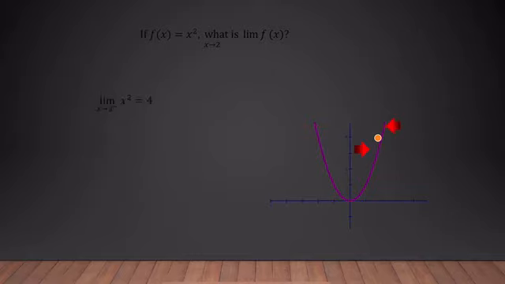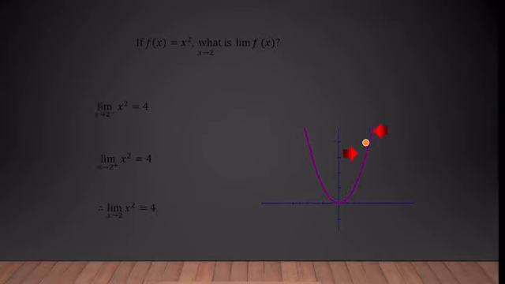So limit as x approaches 2 from the left of x squared is equal to 4, and limit as x approaches 2 from the right of x squared is equal to 4. As we can see, the left side and the right side are equal, so we can get the limit as x approaches 2 directly, which is limit as x approaches 2 of x squared equals 4. Now we have solved this problem.